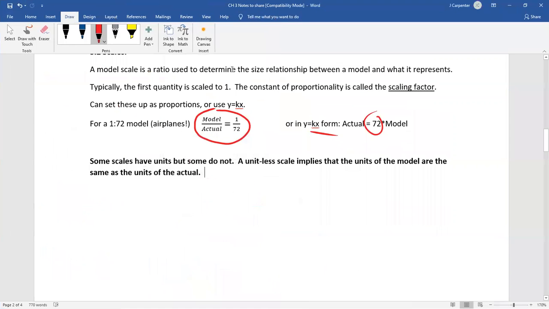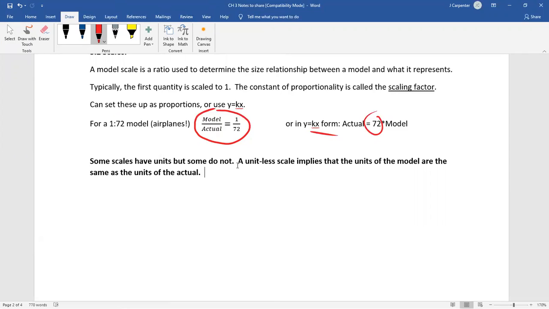So again, some scales have units like the one we just practiced with the planets, because one thing was in yards and the other was in millions of kilometers, but some scales do not. So if I had a model where I said 1 foot is 72 feet, so I take a 72-foot Mack truck, and I scale it down to 1 foot, that would be a unitless scale because they both have the exact same units, which means I don't have to say 1 foot is 72 feet.